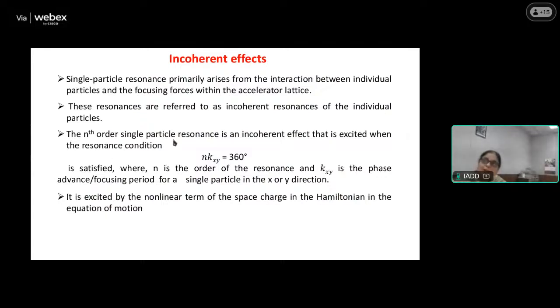Now, any nth order single particle resonance is an incoherent effect that is excited when the resonance condition n k_xy equals 360 degrees is satisfied, where k_xy is the phase advance per focusing period of a single particle in the x or y direction, and n is the order of the resonance. This is excited by the nonlinear term of the space charge in the Hamiltonian of the equation of motion. So here, this is mainly due to the nonlinear term. The more nonlinear the beam, the higher is the incoherent effect that is seen.